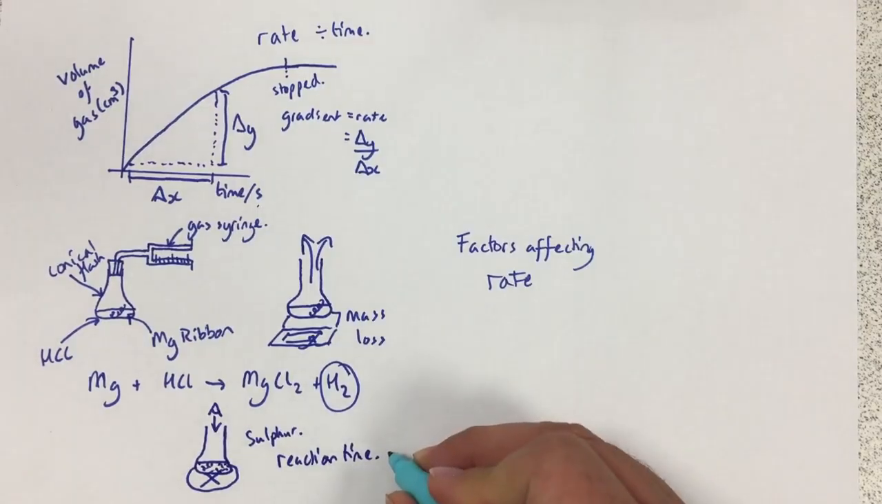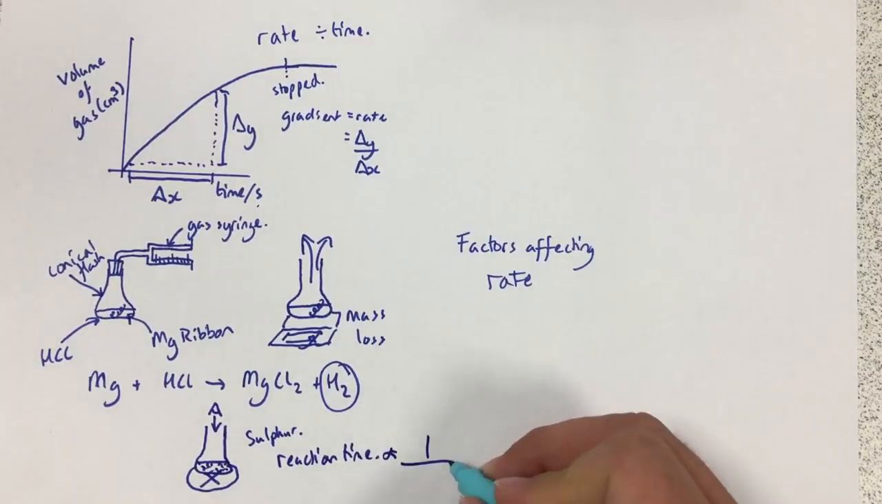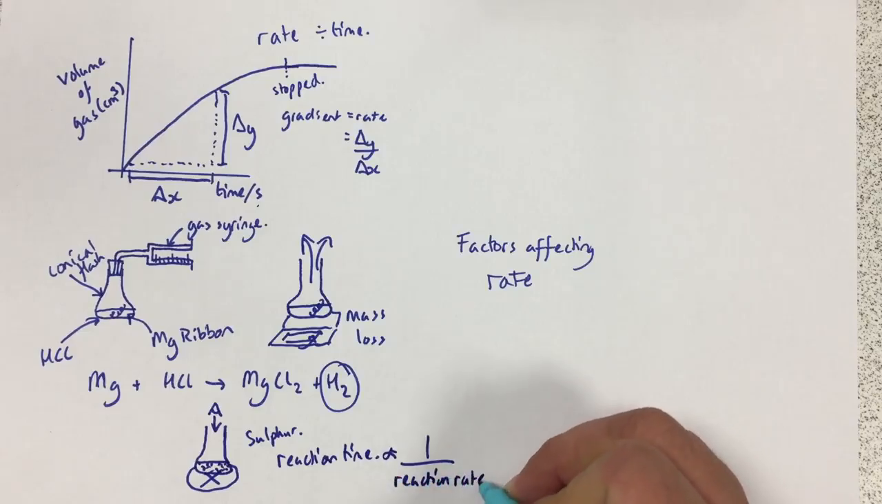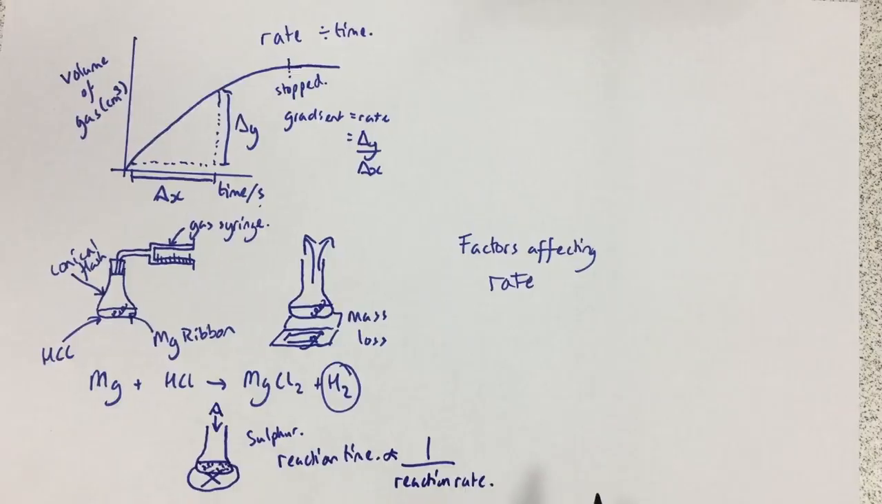So we can say that reaction time is inversely proportional to reaction rate. In other words, the longer the reaction takes, the slower the rate of the reaction. The shorter the reaction time, the faster the rate of reaction. So it's being used up. So the thiosulfate cross is another example, and this utilises the timing method to work out an endpoint.